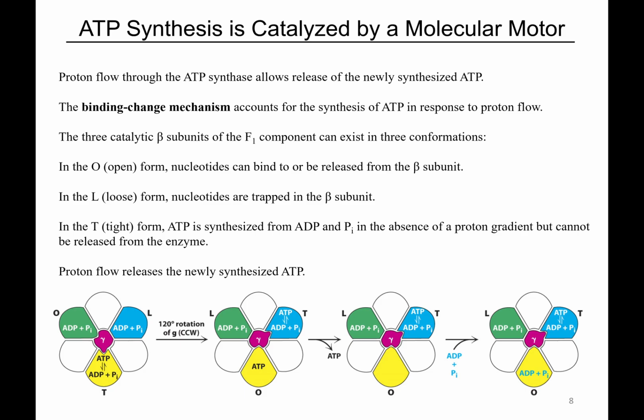All right, so here's kind of a better representation of this. So we start off in the original conformation. We have an ATP present in the T site. We have ADP and phosphate locked in the L site, and then the O site is open. Things can actively diffuse in and out.